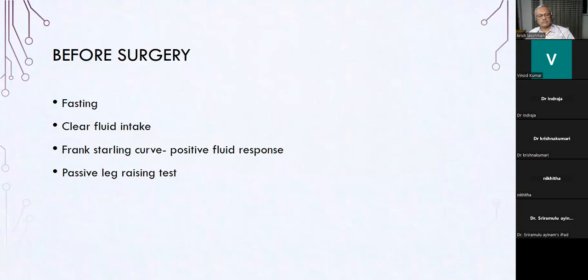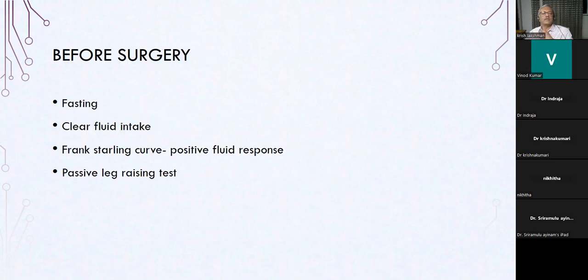And one important fact to consider for fluid therapy before surgery is a case of hypotension. To know whether the person is hypotensive or not, we need to assess him beforehand. Clinically, we can do it by the passive leg raising test, which shows us if there is any change in the stroke volume. We need to consider him as hypotensive, and he requires fluid therapy.